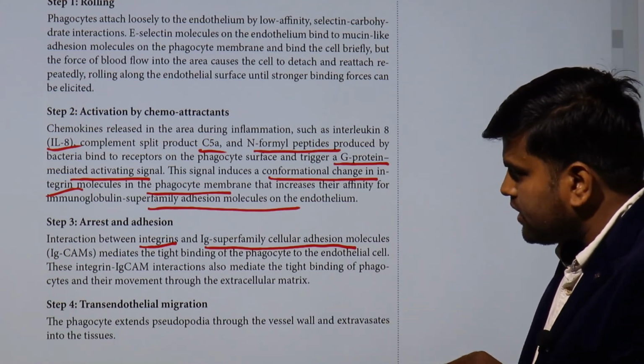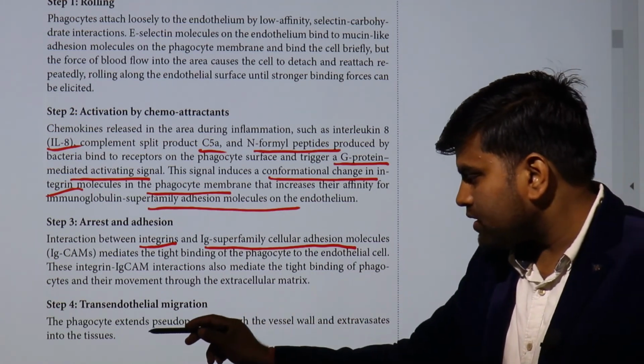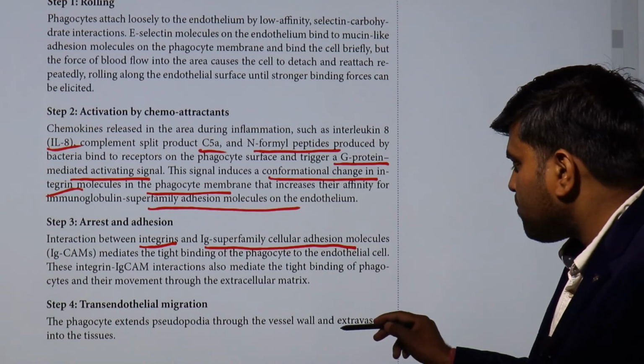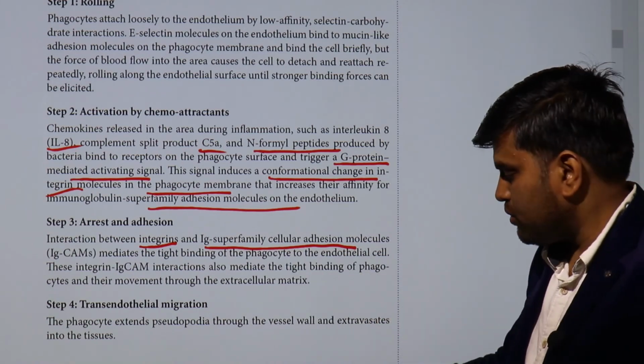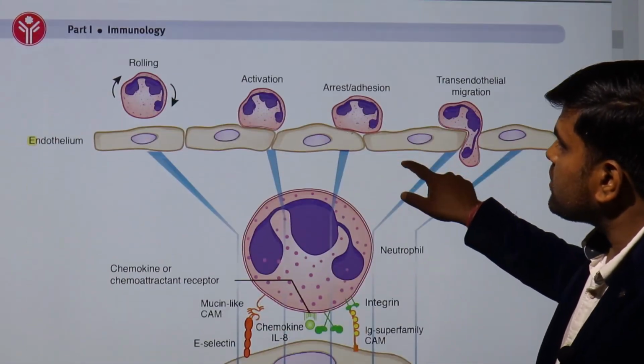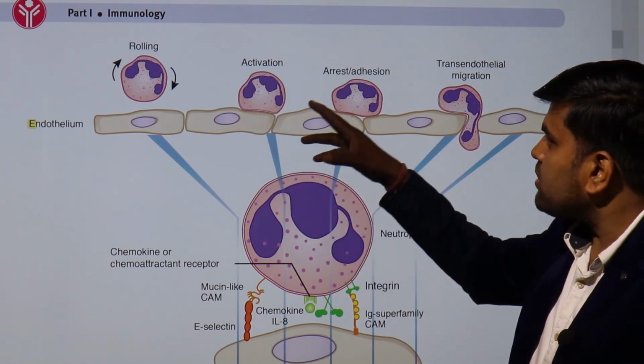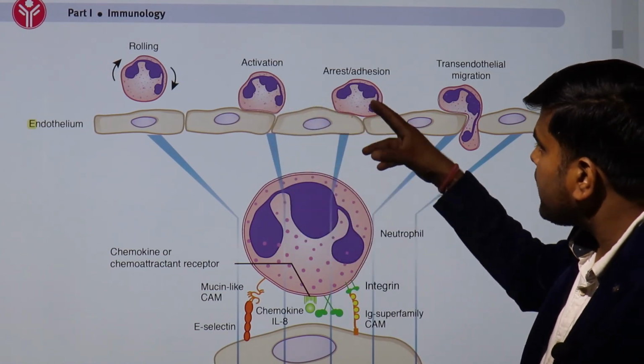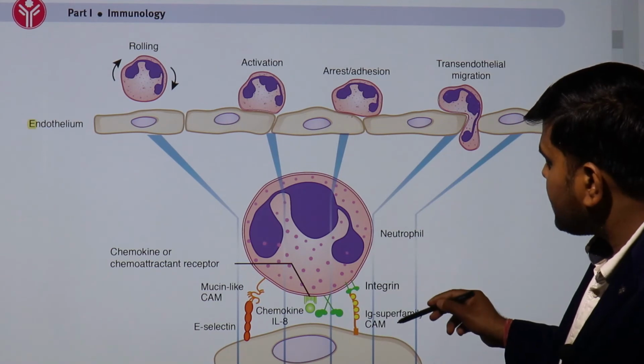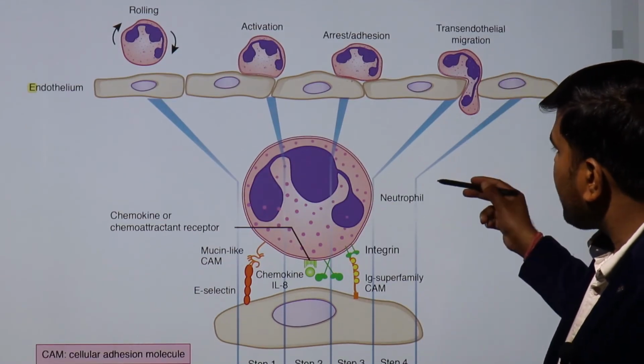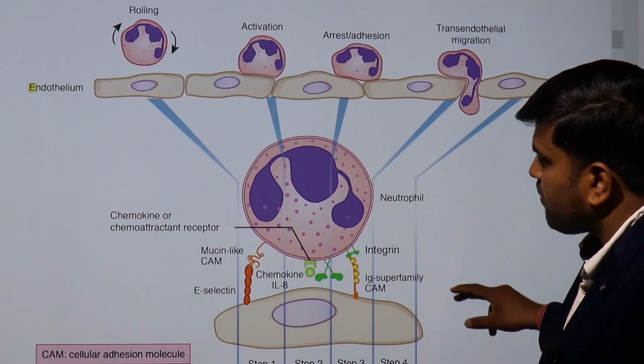So now they are arrested, and the phagocytic cell extends pseudopodia through the basal wall and extravasates into the tissue, which you can see in this picture. You can see this was initially rolling, then there was the activation and conformational changes, then they were arrested due to this integrin and Ig superfamily interaction, and then finally they undergo transendothelial migration.